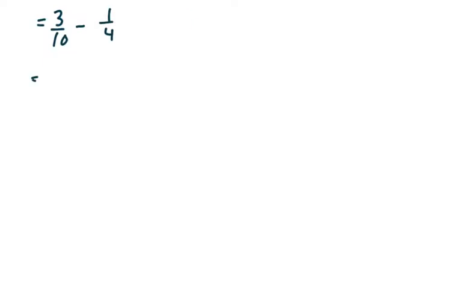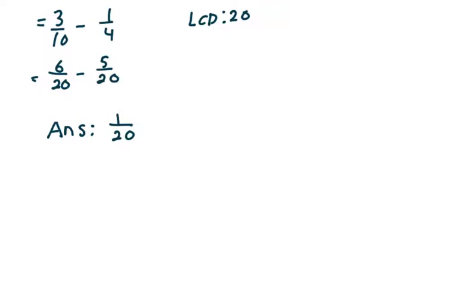And the LCD is 20, right? Sorry, I'm old school. And so this is 6 over 20 minus 5 over 20, I believe, right? And so the answer here is 1/20. And that's how you do problem 21.